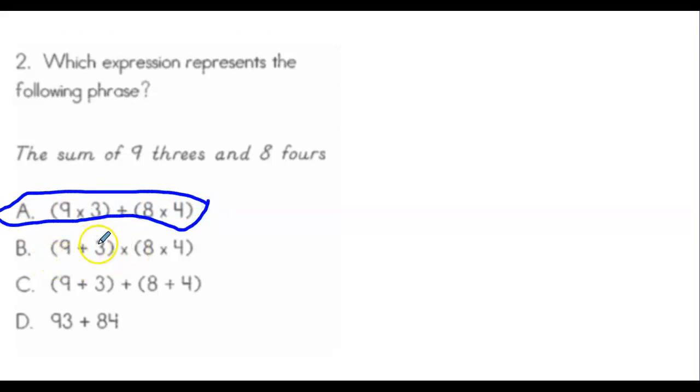Right here, we would have the product of the sum of 9 and 3 and 8 and 4. Let me try this again. I stumbled on that one. We would have the product of the sum of 9 and 3 and the product of 8 and 4. Yeah, that was a mouthful. Here we would have the sum of 9 and 3 and the sum of 8 and 4. And down here we just have 93 plus 84.